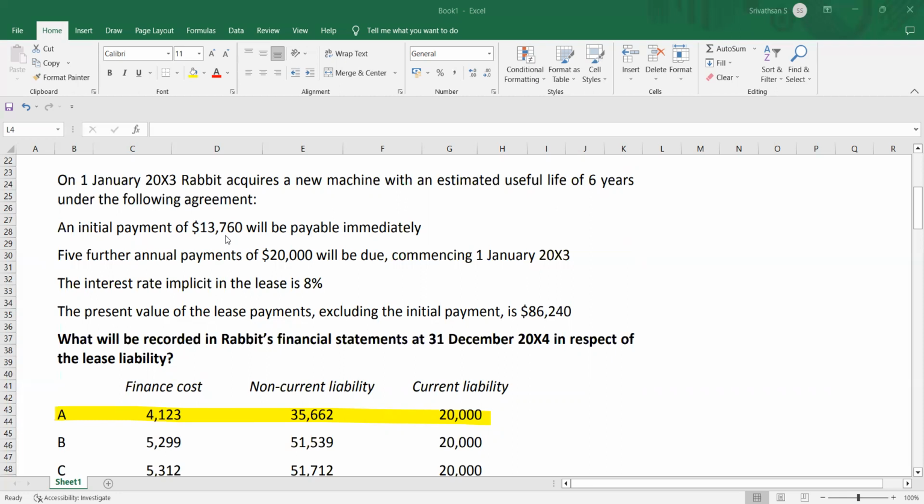So we know that lease liability is equal to the present value of future lease payments. This 13,760 is not a future lease payment. It is paid immediately, so it is not a future obligation. So this 13,760 will not be a part of your lease liability. You will add this 13,760 while calculating the right of use asset. So this will be added to the lease liability while calculating the right of use asset.